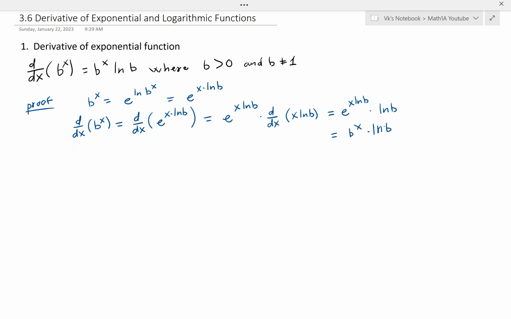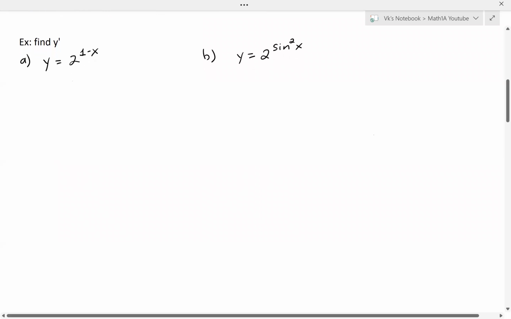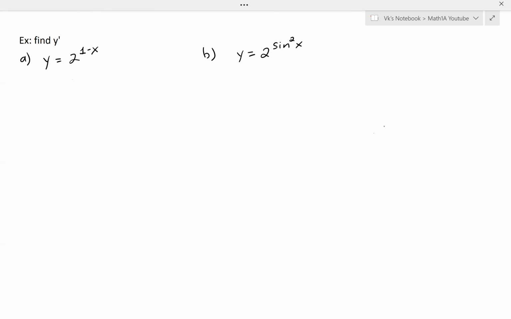Wow, let's apply it. Example 5: y equals 2 to the 1 minus x. y prime is 2 to the 1 minus x times ln2 multiplied by the derivative of the inner function 1 minus x. 2 to the 1 minus x times ln2 times negative 1, which is negative ln2 times 2 to the 1 minus x.